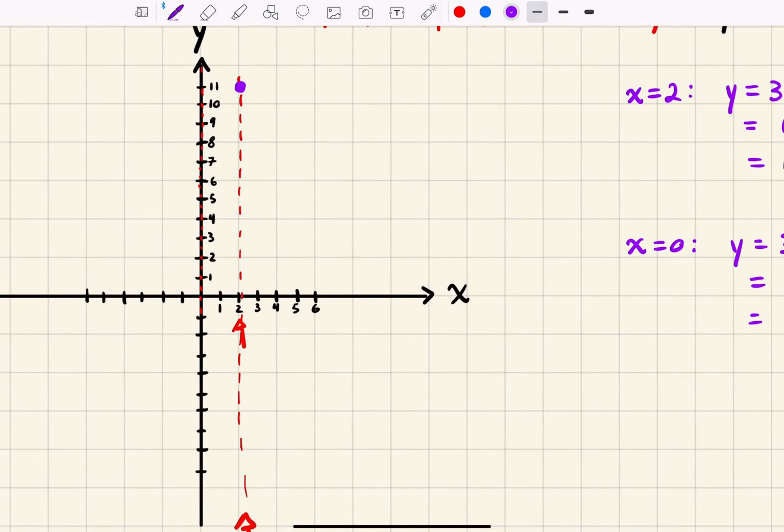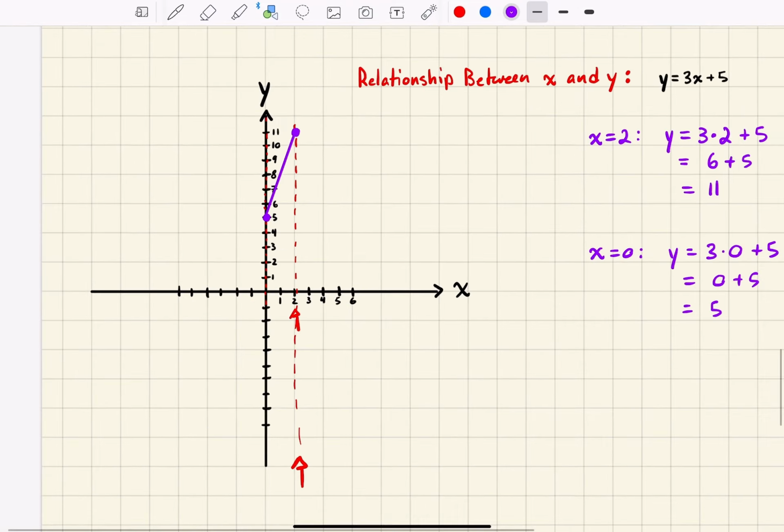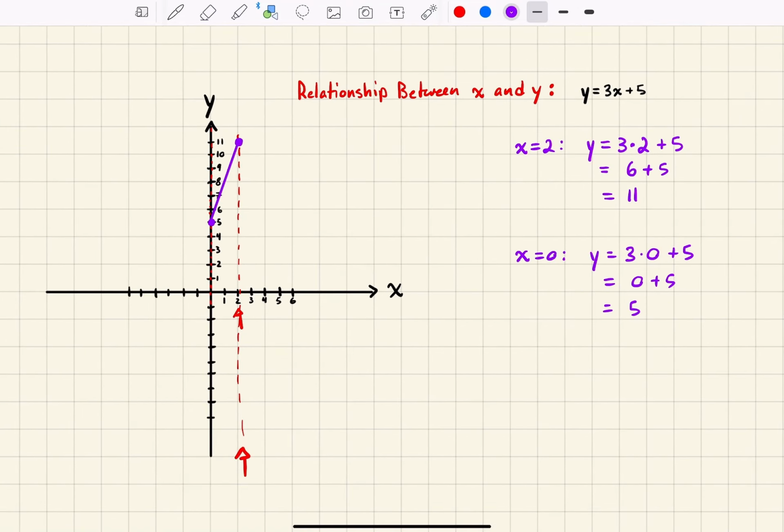And we go x equals 0, and we move up to y equals 5, and that's where we place our point. And thereafter, we just connect these two points, and that is our line. And if we want to, we can continue on with this pattern by simply choosing other x values we're interested in.